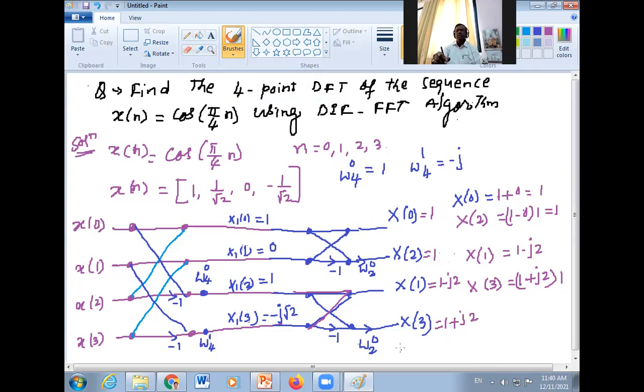So therefore, the final answer we are writing is x of k is equals to, first x of 0 value is 1, comma, x of 1 is 1 minus j2, then x of 2 is 1, comma, 1 plus j2. So this is the complete DFT of the sequence using the DIF FFT algorithm. This is all about how to use a DIF FFT algorithm to find a DFT of the given sequence.